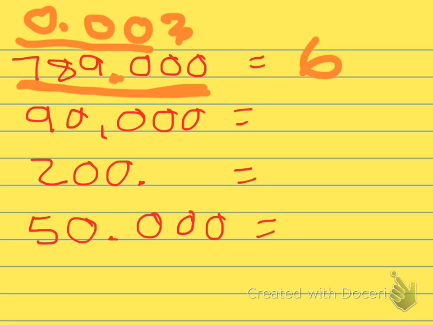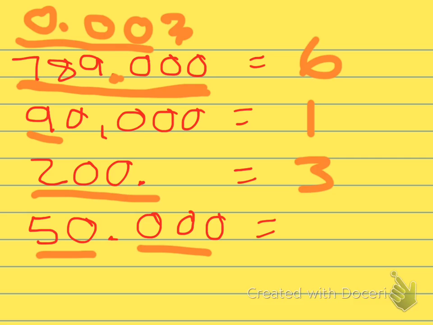Here's 90,000, no decimal, no line above a 0. The 9 is the only one that's significant, so there's one sig fig. And here we have 200 with a decimal, making all of those numbers leading up to it significant. And here again we have another decimal, and so that makes all the numbers leading up to it significant, along with everything that follows for 5 sig figs.